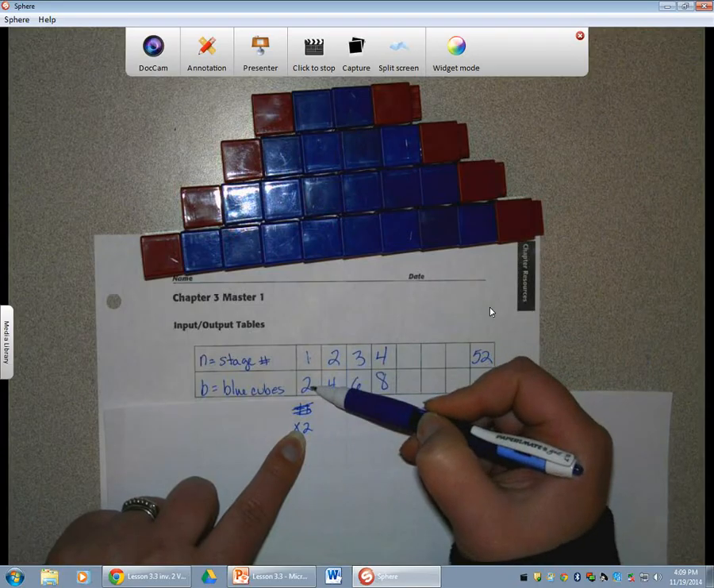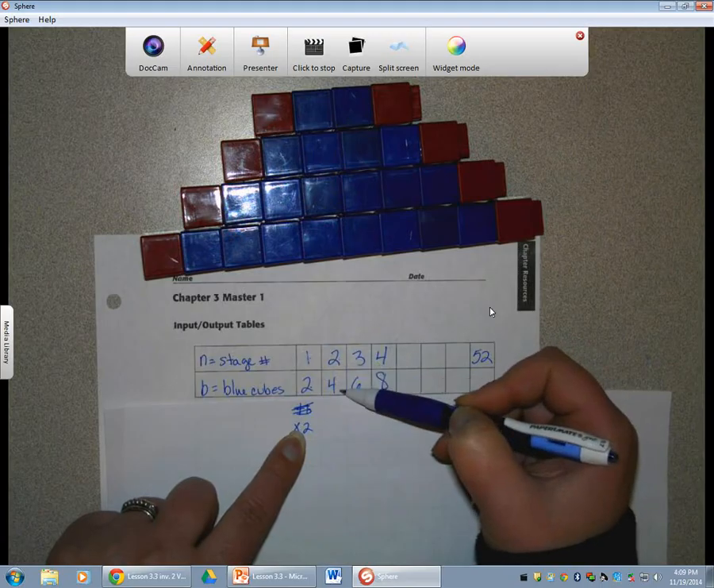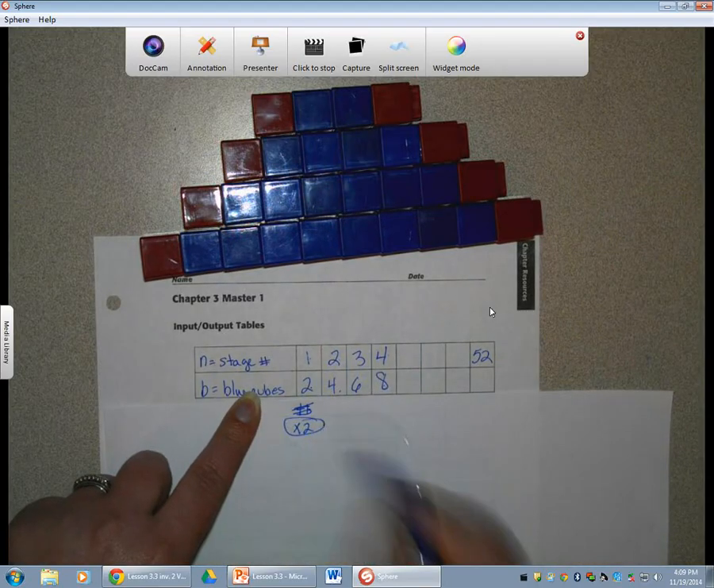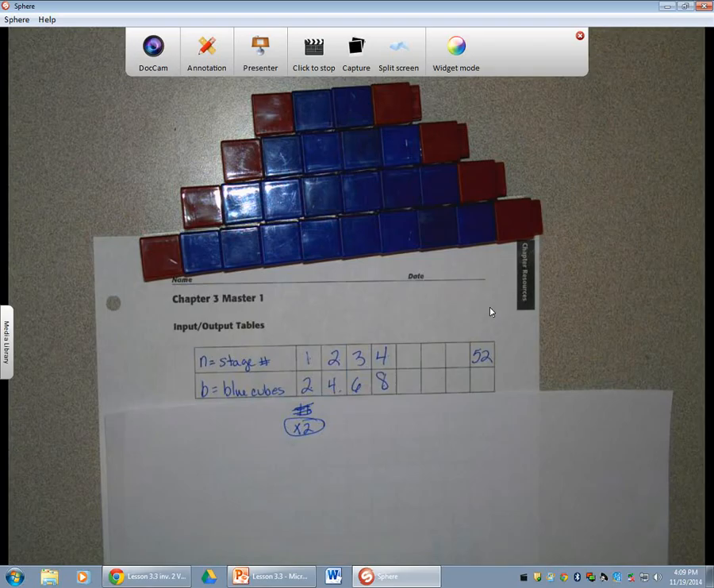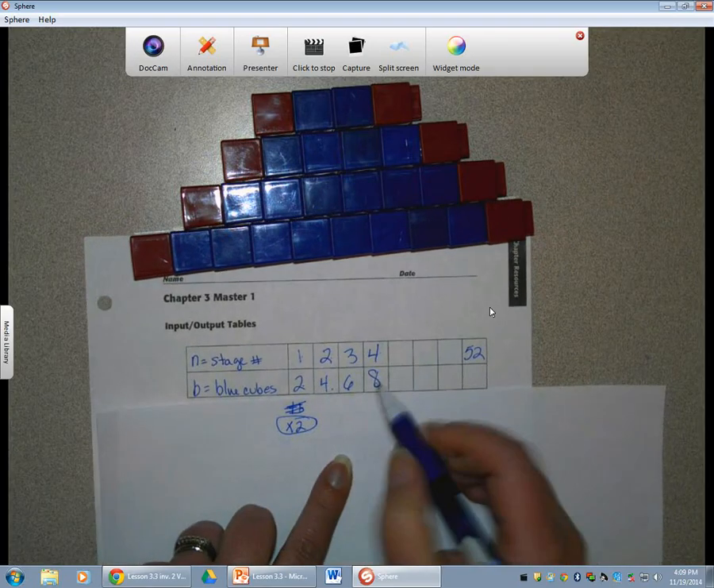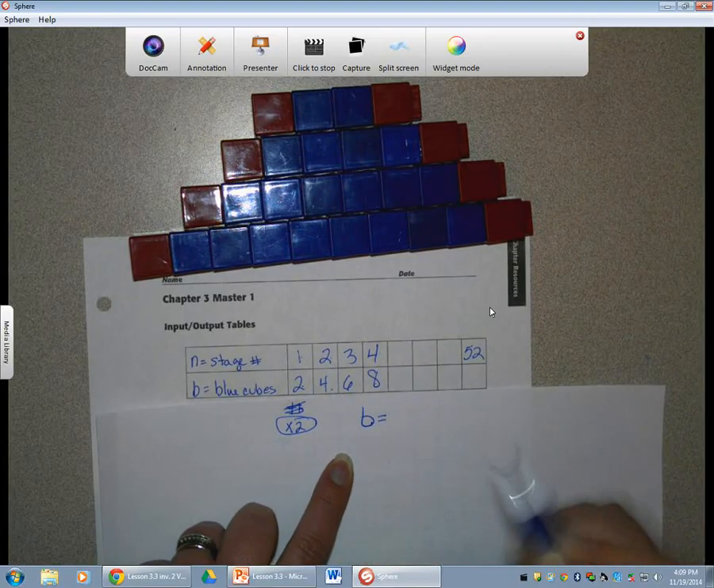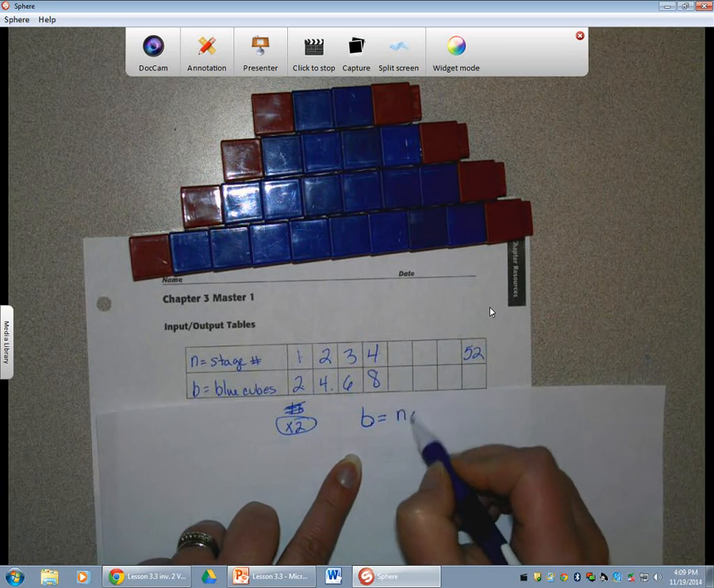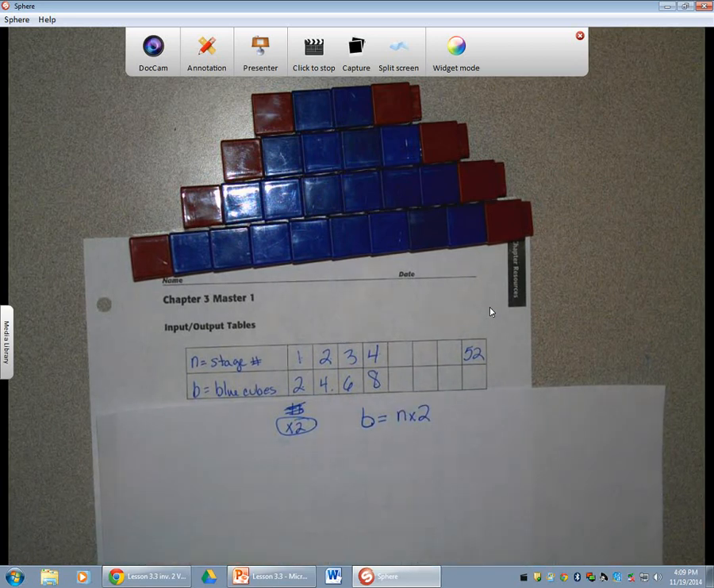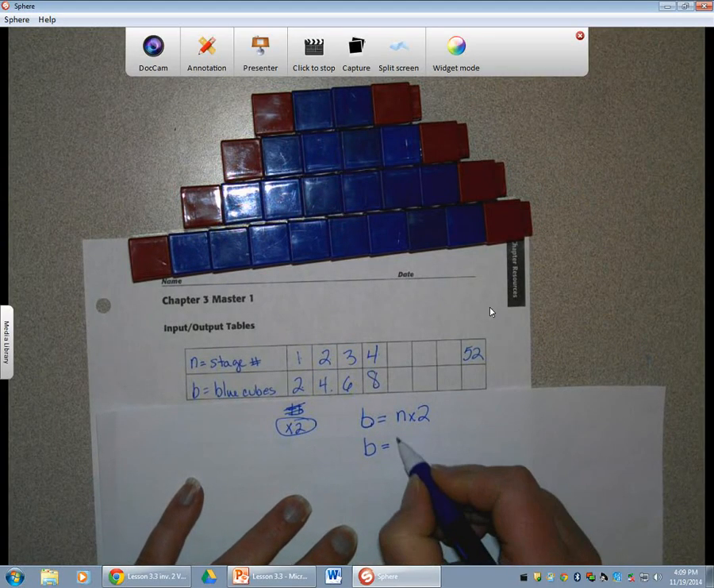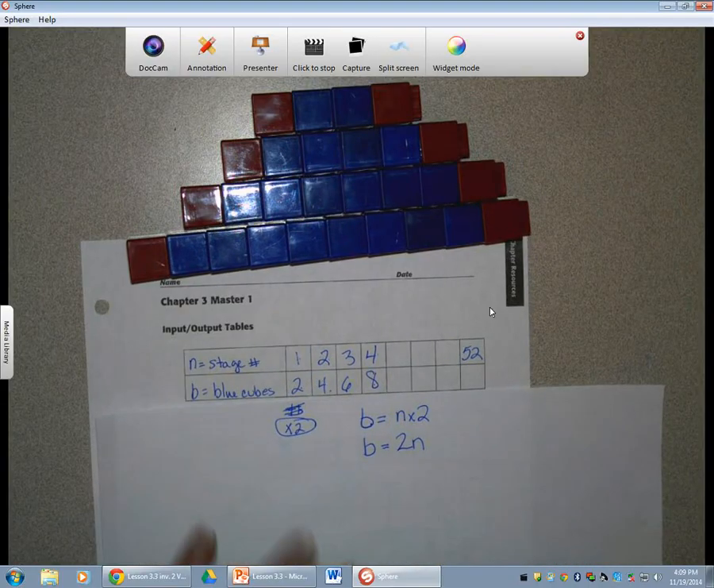1 times 2 is 2, 2 times 2 is 4, 3 times 2 is 6, and 4 times 2 is 8. So my times 2 rule seems to work, but I don't want to just write times 2. I want to say that my total number of blue cubes is equal to the stage number times 2. Now that looks nice and simple, but algebraically, as we talked before, we don't like multiplication signs. So what we would prefer to do would be to write this rule as b is equal to 2 times n, with no symbols in between.